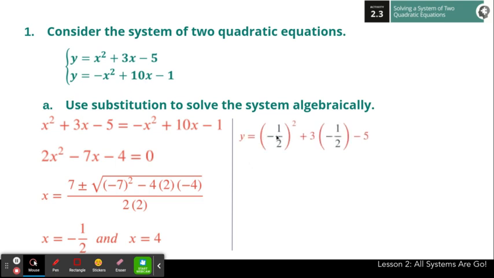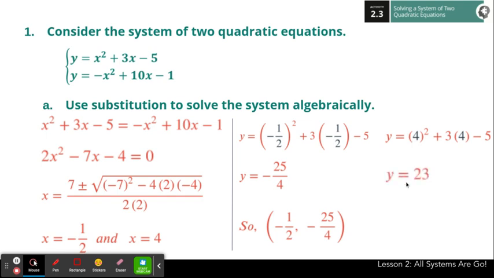So putting -1/2 in place of x in both places and simplifying with the help of a calculator, I get y equals -25/4. So my point is -1/2 in the x direction, -25/4 in the y direction. That's my first point. Then going back to my other x value, 4, I plug that in, the same way I did the first time. Simplifying with the use of a calculator, I get 23. So my point is (4, 23).